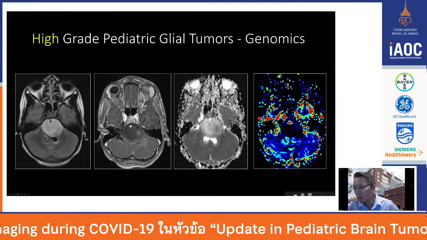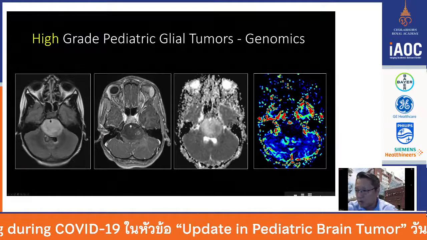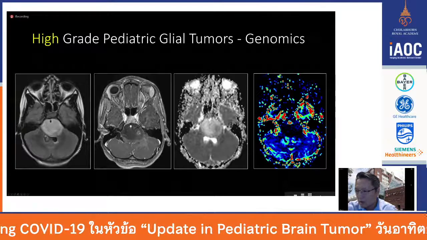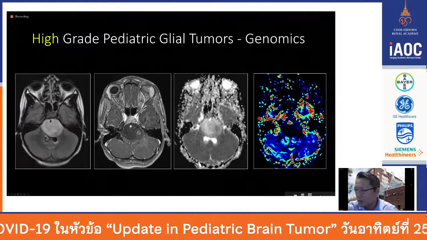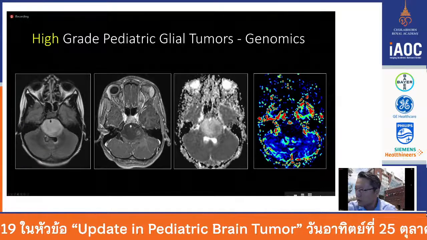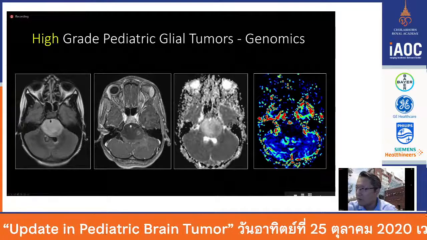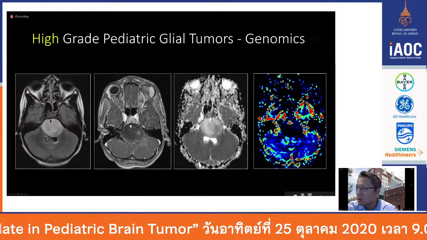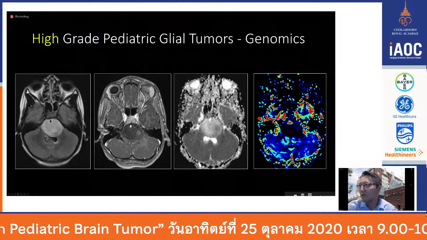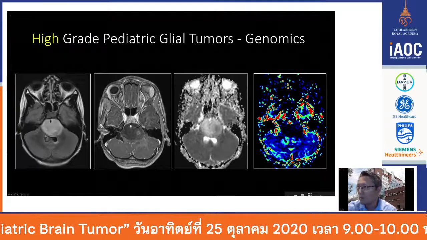And so it's been in my experience that when we see this area of ring enhancement, which has a little bit of a lower ADC and potentially a little bit of perfusion, these are the ones that may have the H3K27 mutation and therefore poor outcome. You can have DIPGs that don't have that mutation, but it's rare.